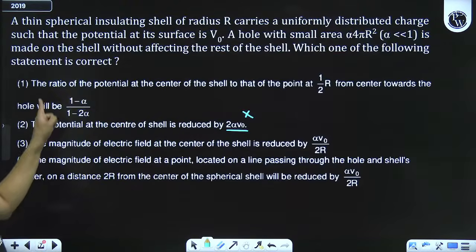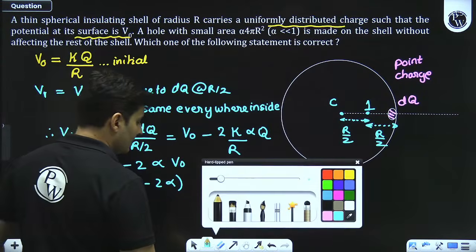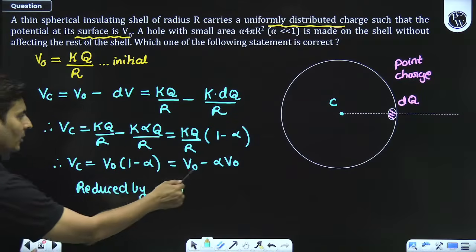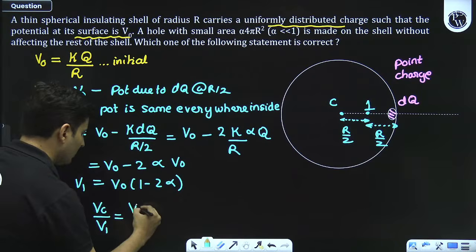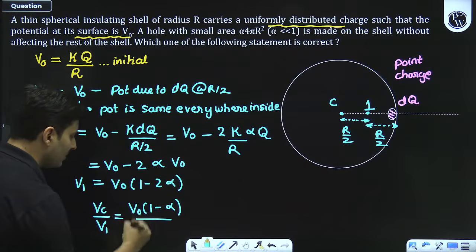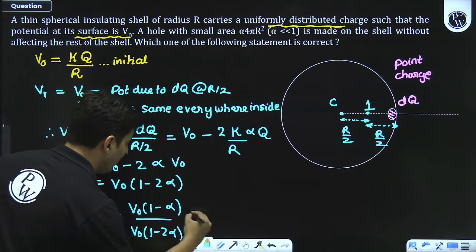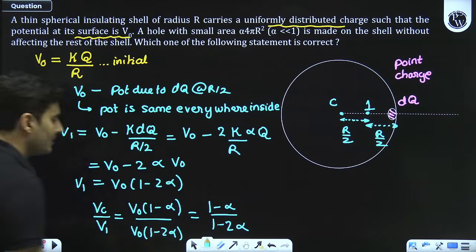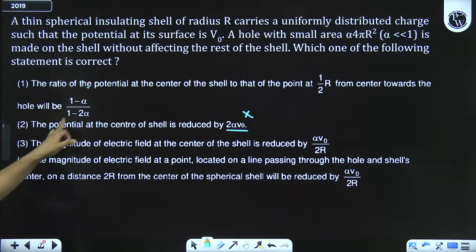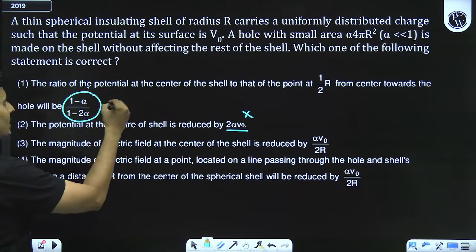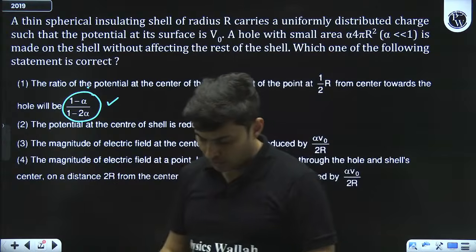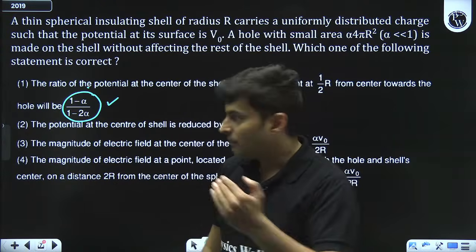And right now I can see the option says the ratio of the potential was asked. So if the ratio of the potential was asked, that means we have to figure out the potential at the center by the potential at that point. At center it was V naught times 1 minus alpha. At this point it was V naught times 1 minus 2 alpha. So V naught will cancel, and 1 minus alpha by 1 minus 2 alpha is the answer. I can see exactly what I wanted. So the first option is correct, the second option is wrong. Cool? Everybody? Awesome. But that's not the end of it.